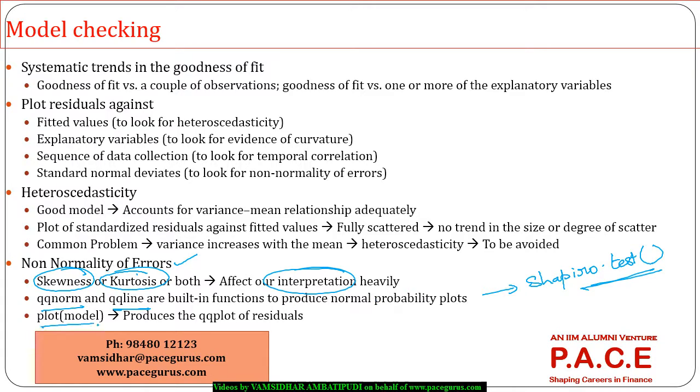I could also have a plot of the model. Generally, for model plots, there are 4 different plots that come, especially if it is a linear regression model. When you say plot of that particular model, you will get 4 plots, out of which one is your typical QQ plot itself. From that QQ plot also you can make out whether your errors are more or less normal or not.